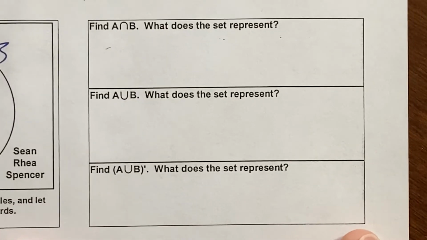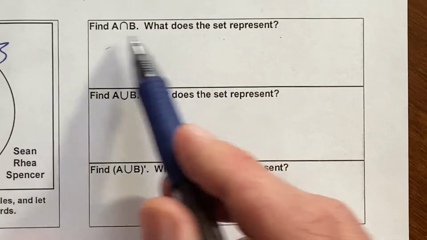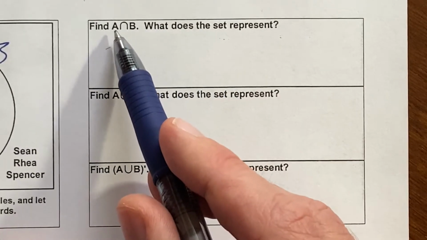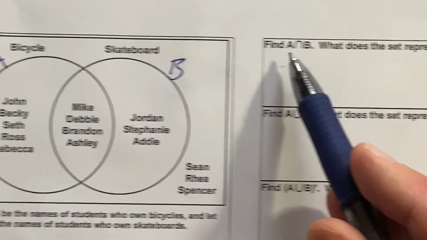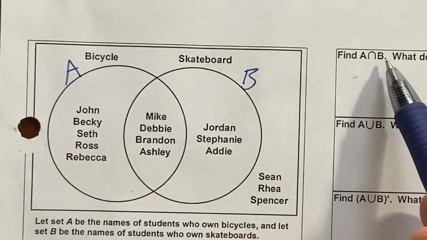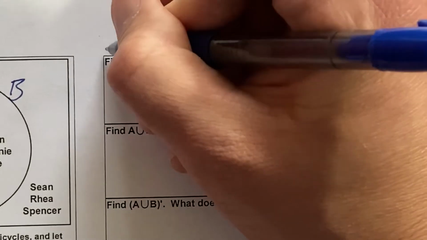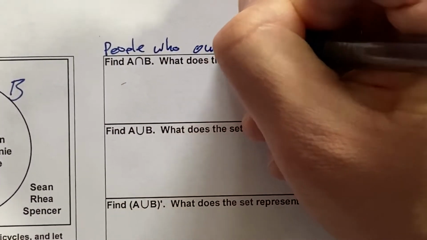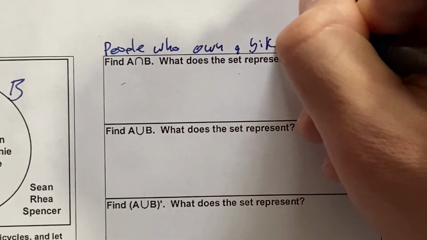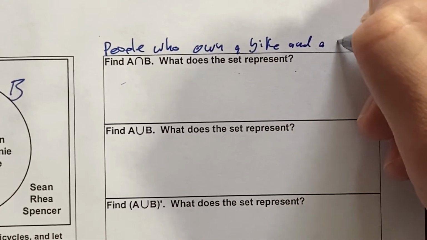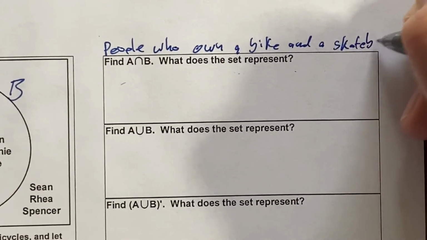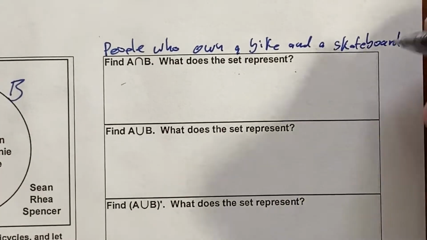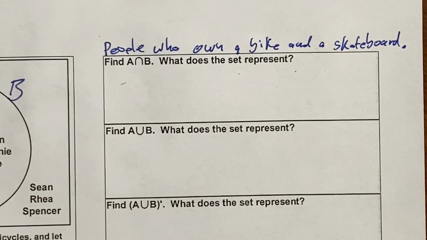Find A intersect B, and what does that represent? Well, let's write what that represents to start with. That means the people who own a bicycle and a skateboard. So these would be people who own, I'm going to write bike, and a skateboard. Okay, those are people who own a bicycle and a skateboard.